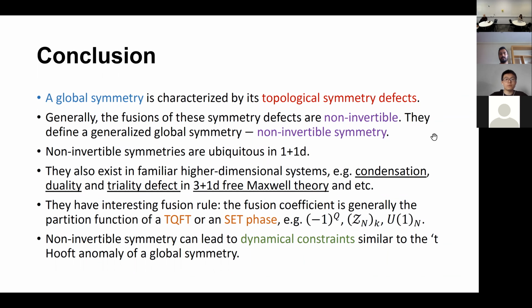The fusions of these non-invertible defects in higher dimensions are quite interesting. For example, the fusion coefficients in this fusion algebra are in general partition functions of a TQFT, or more generally, a partition function of an SPT phase. For example, it can be an SPT phase given by (-1)^q, or some TQFT like Zn gauge theory or U(1) level-n Chern-Simons theory. These non-invertible symmetries are very useful. They can be used to constrain the renormalization group flow, in the same flavor as the anomaly of a global symmetry. Okay, so that's everything I want to say.